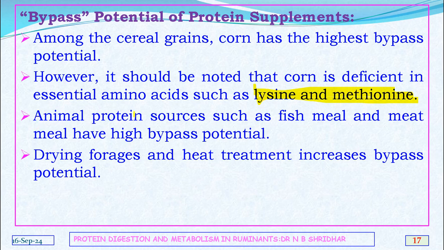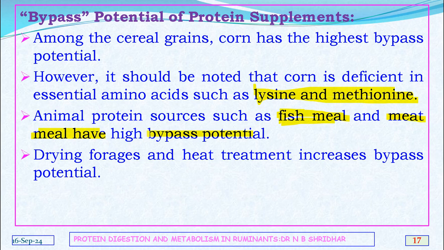Whereas animal protein sources such as fish meal, of course not used in the case of cattle but only used in poultry, and meat meal have high bypass proteins. Meat meal, of course, is used in the case of poultry and sometimes pigs.